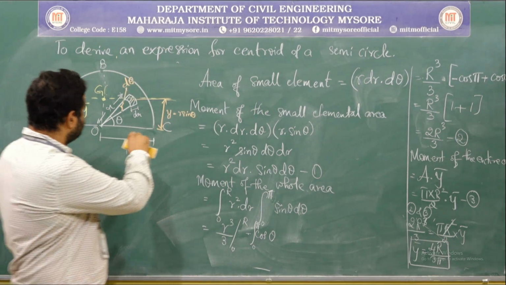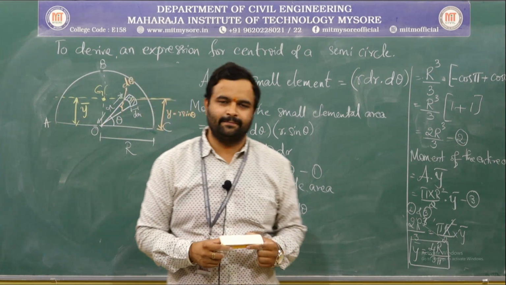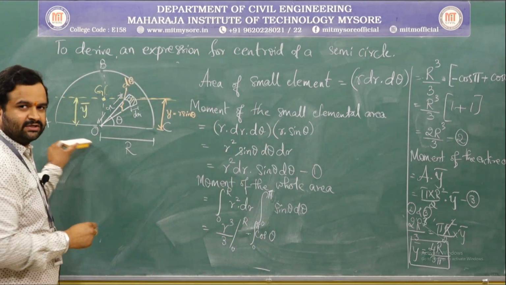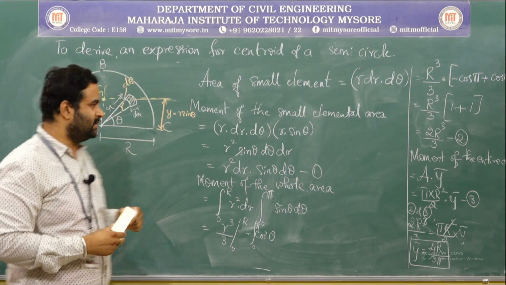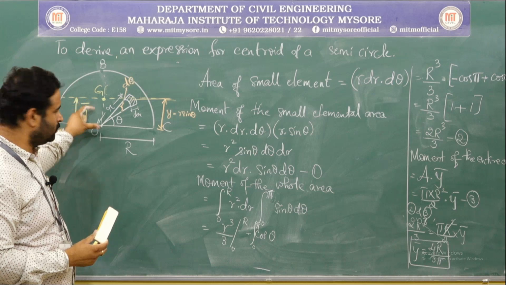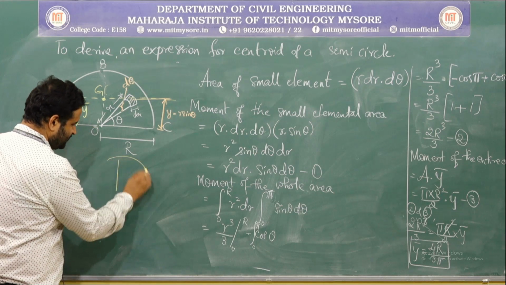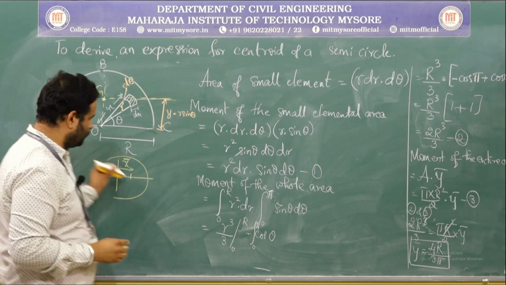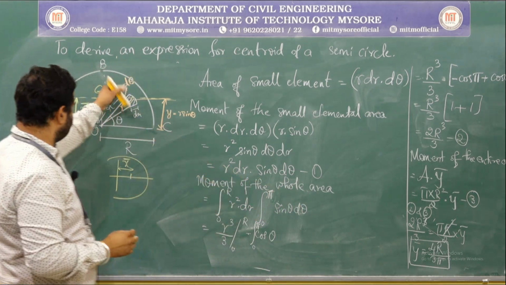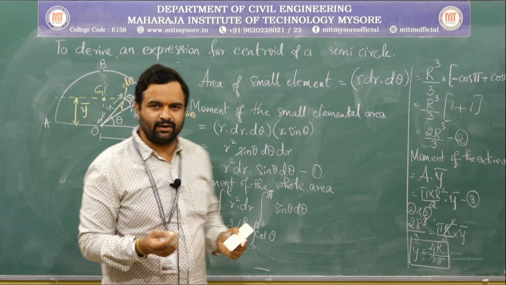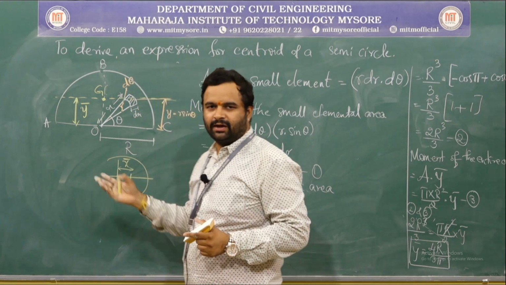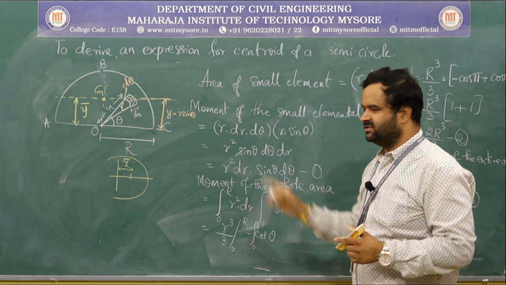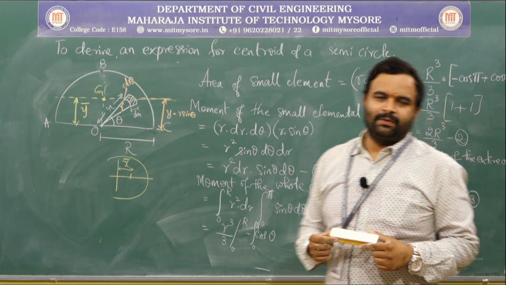But what if the orientation of the semicircle is changed to a different direction? Then you have to change the y component accordingly. If this semicircle is oriented by 90 degrees, its y bar will be equal to x bar. That is, if this is the orientation, this will now be x bar, which is equal to 4R by 3 pi. Similarly, if it is changed to the other direction, it will be y bar. If it is written opposite to it, again it will be x bar only. Please be careful while writing the centroidal components of a semicircle. I hope it is clear.